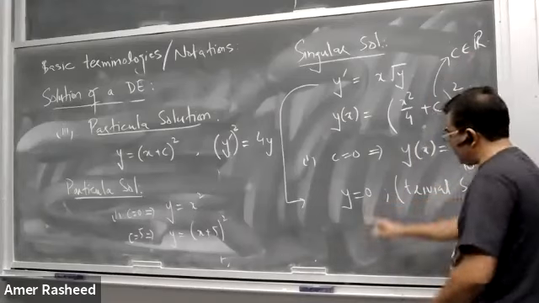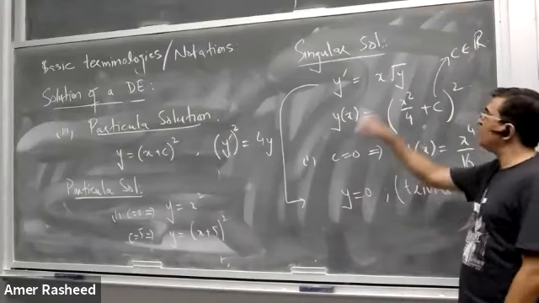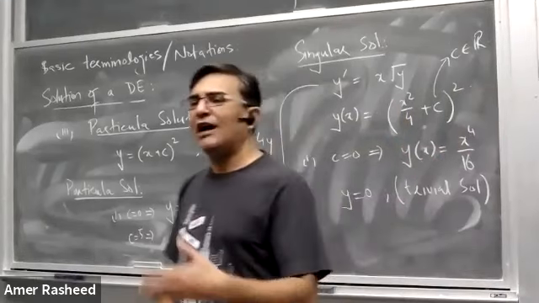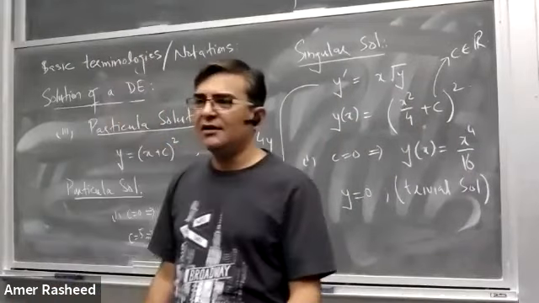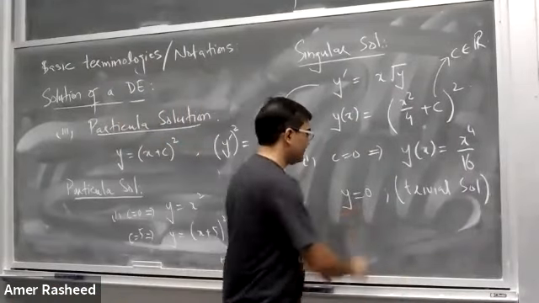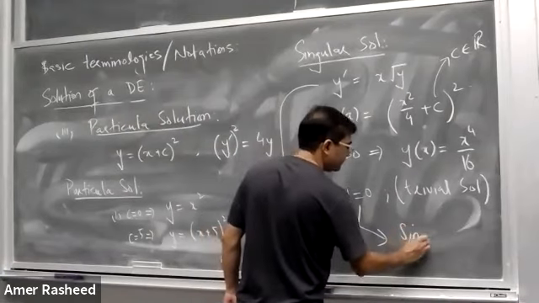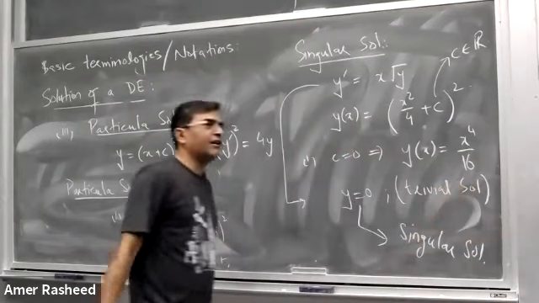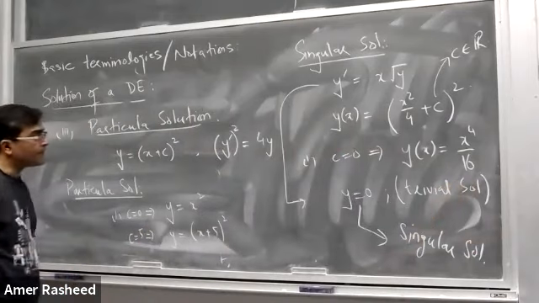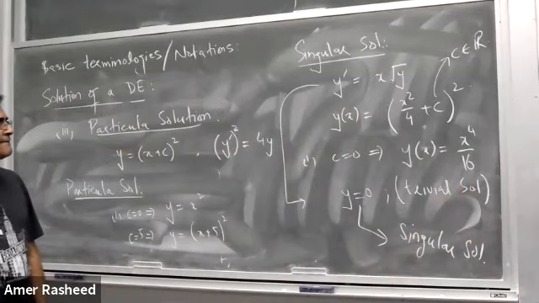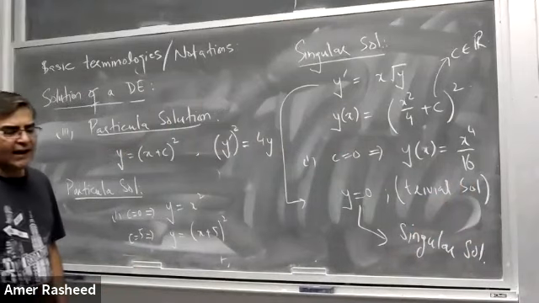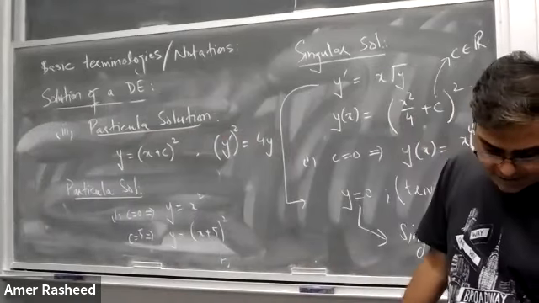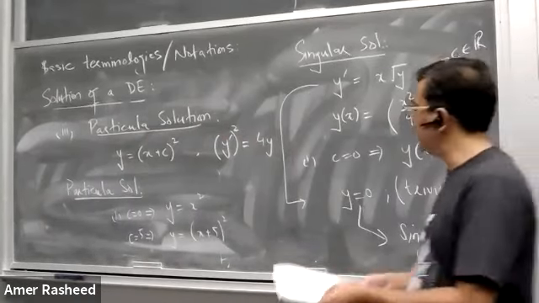So a solution which cannot be obtained from the general solution by assigning some specific value to that parameter or parameters is called a singular solution. I hope you get it. If you have any question, you can ask. There are other examples of singular solutions as well. You can see them. For example, here is another example given.